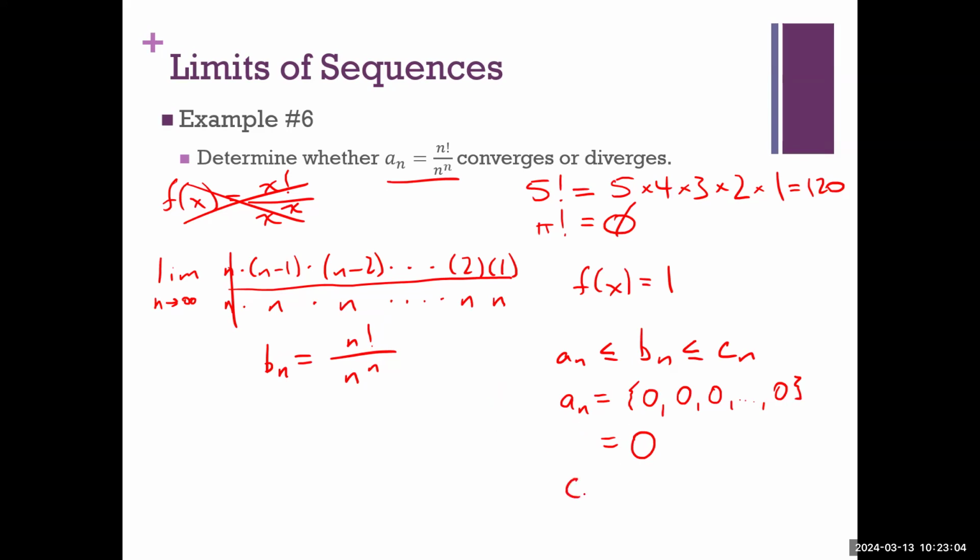How about this? Can I say that c sub n equals 1 over n? So here's 1 over n, right? This very last term. Is the rest of this stuff going to be less than 1?